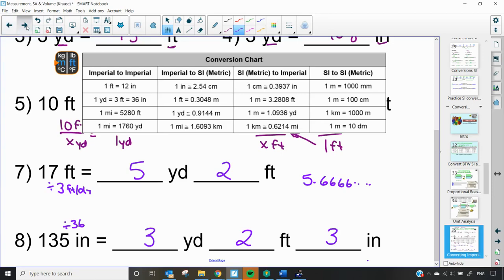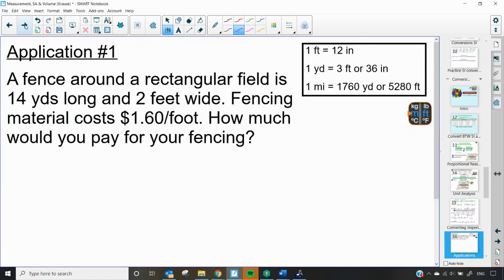All right, so let's take a look at some applications of this. First application, it says a fence around a rectangular field is 14 yards long and 2 feet wide. Fencing material costs $1.60 per foot. How much would you pay for your fencing? Well, the first thing we need to do is get all of our units into the same unit. We have 14 yards long and 2 feet wide. It might help to draw a diagram. So we've got a rectangular field, and we know that one side is 14 yards.